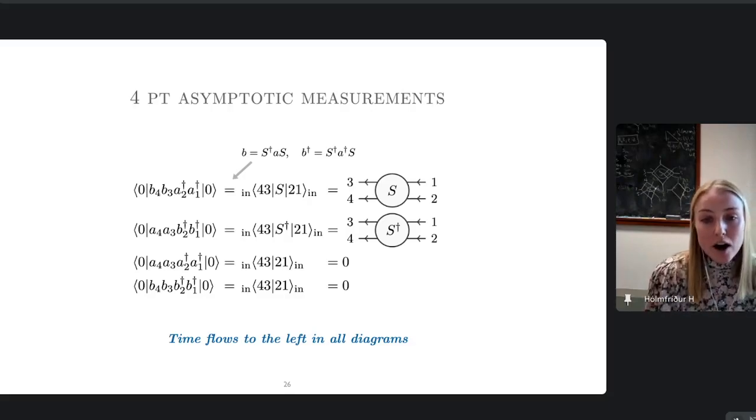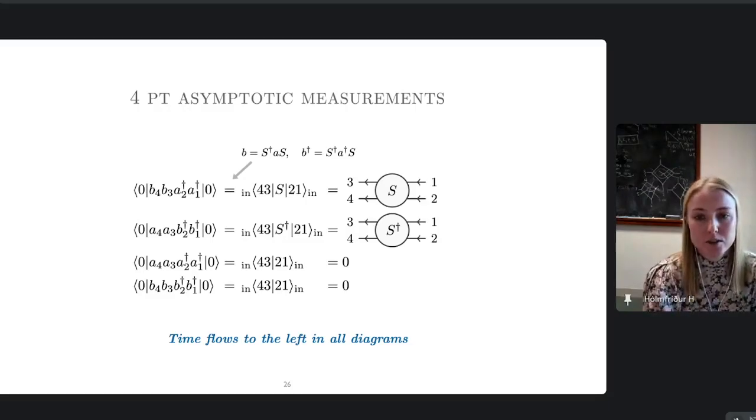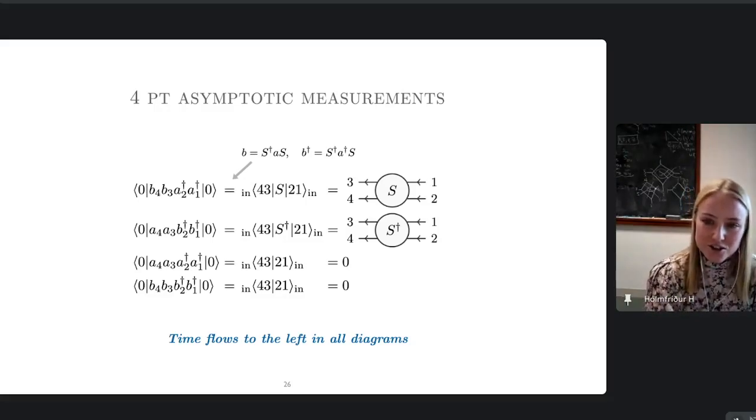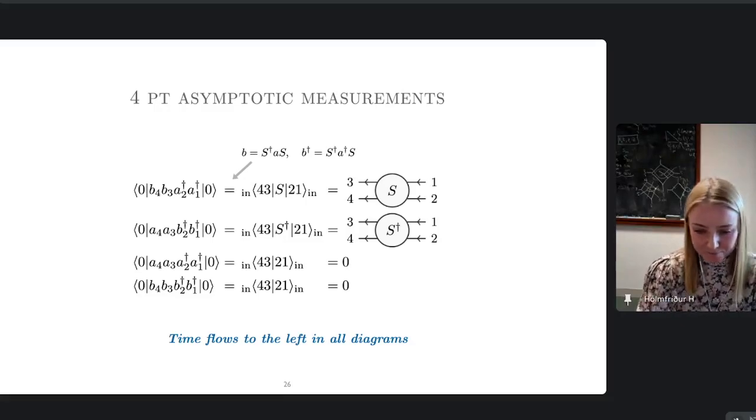And here we can see why we take time to flow to the left. It's because we'll use these pictures in operators a lot, and it gets very confusing if we use the traditional convention of time flowing to the right. We would always have to reverse the operators with respect to the pictures. So we had to choose one convention, and we decided to change the convention for the pictures. So time will flow from right to left.